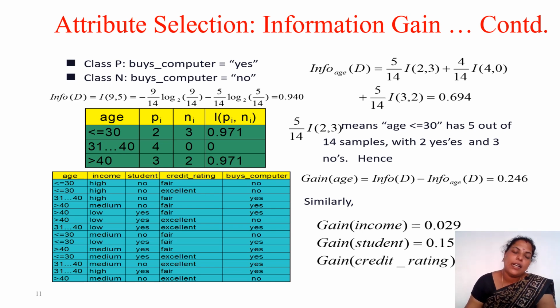Here you see, for this data we are going to construct a decision tree. We have age, income, student, credit rating, and buys computer. Buys computer is the class label. How many classes do we have? Only two classes, yes and no. Age is divided into different categories: less than or equal to 30, 31 to 40, and greater than 40. Income is high, medium and low. Student is no and yes. Credit rating has two categories, fair and excellent.